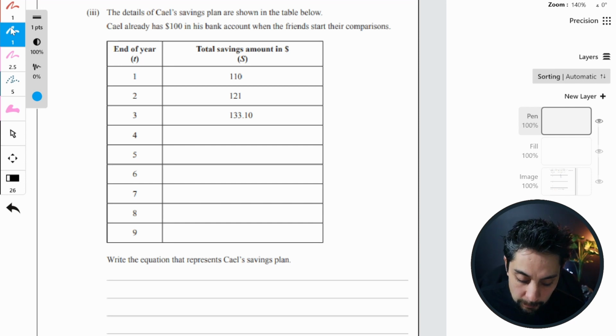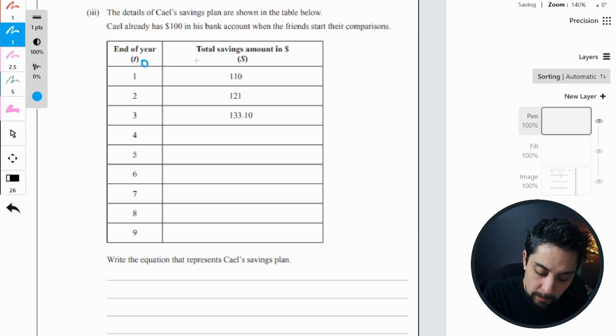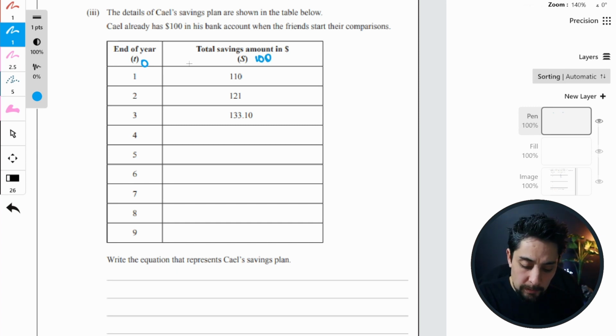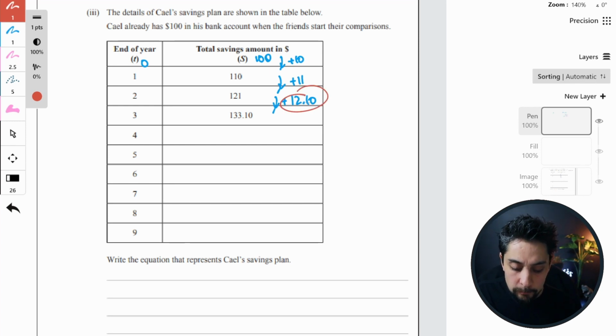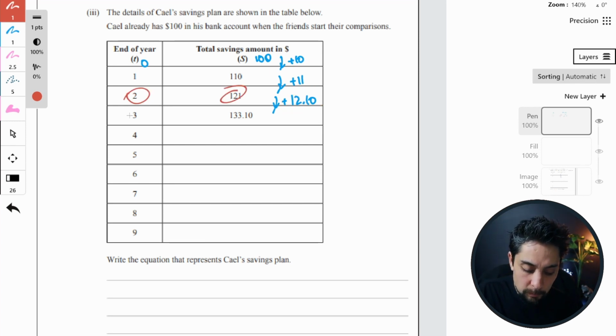Okay, so it doesn't actually have the 0th year here, so I'm going to pop it in. So at year 0, he starts with $100. After year 1, he adds on $10. After year 2, or at the end of year 2, he adds on $11. At the end of year 3, he adds on $12.10. Now we have to find a relationship between these numbers here and something that's going on here.